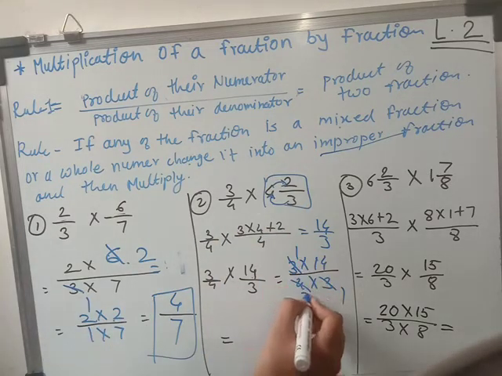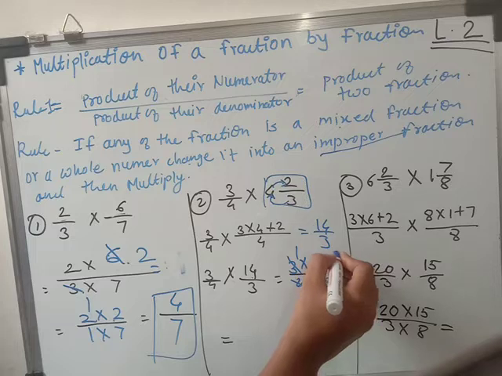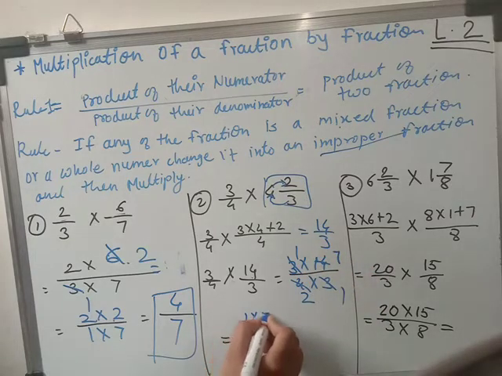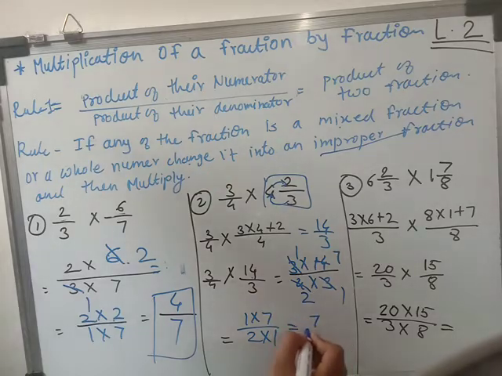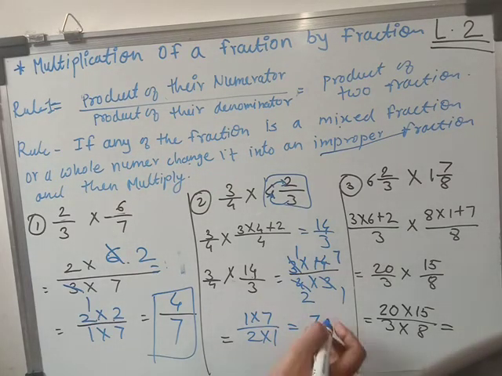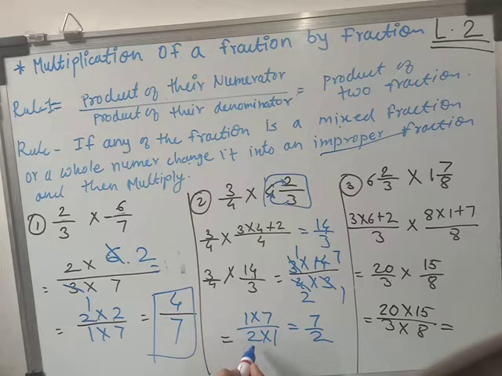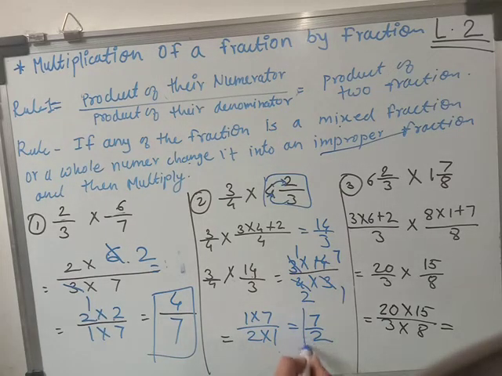So 2 twos are 4 and 2 sevens are 14. So 1 multiplied by 7, 2 multiplied by 1 is equal to, oh sorry, 7 upon 2. 7 ones are 7, 2 ones are 2. So here we got 7 upon 2. So in this way we have solved.